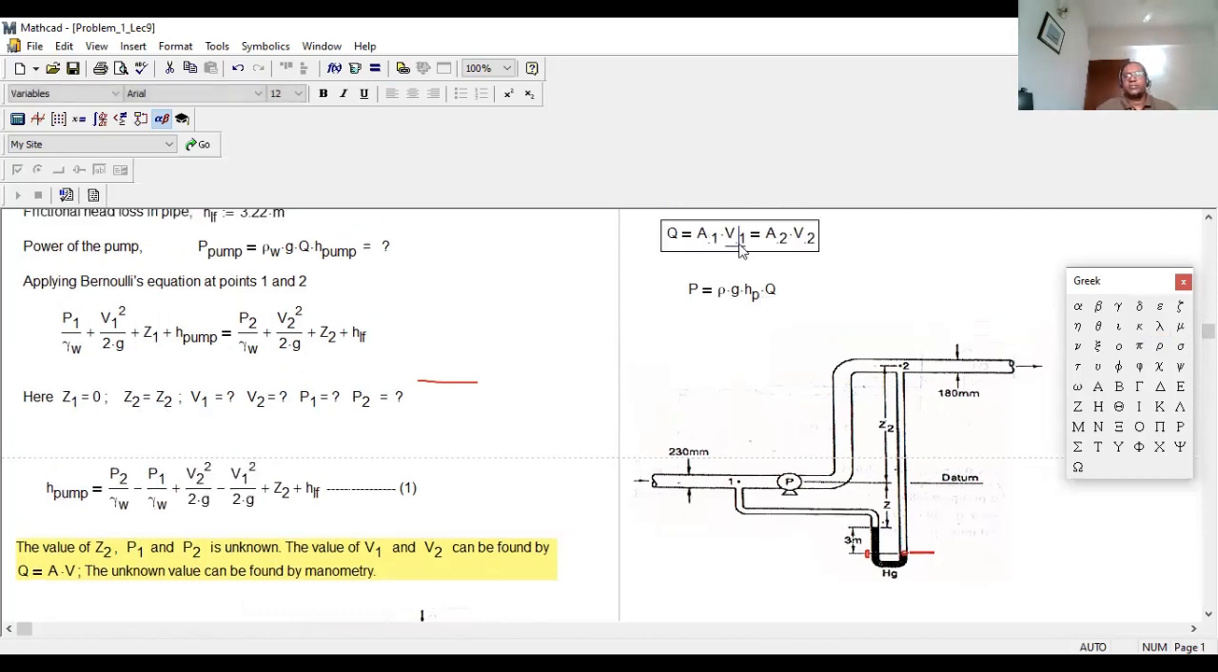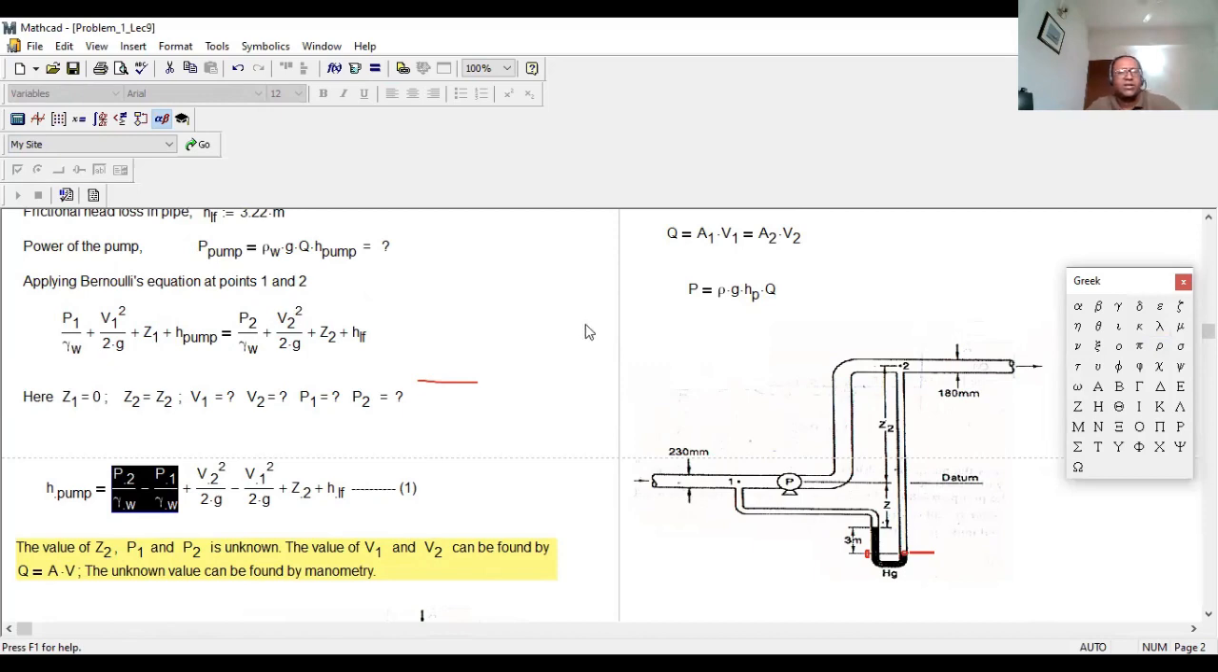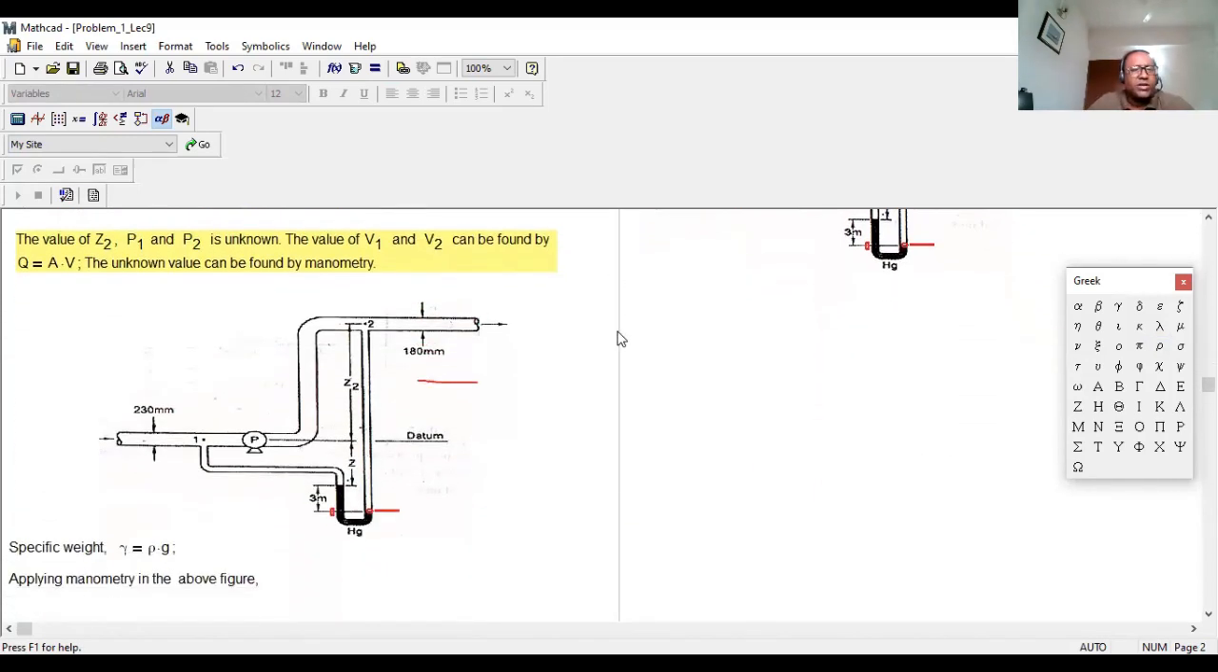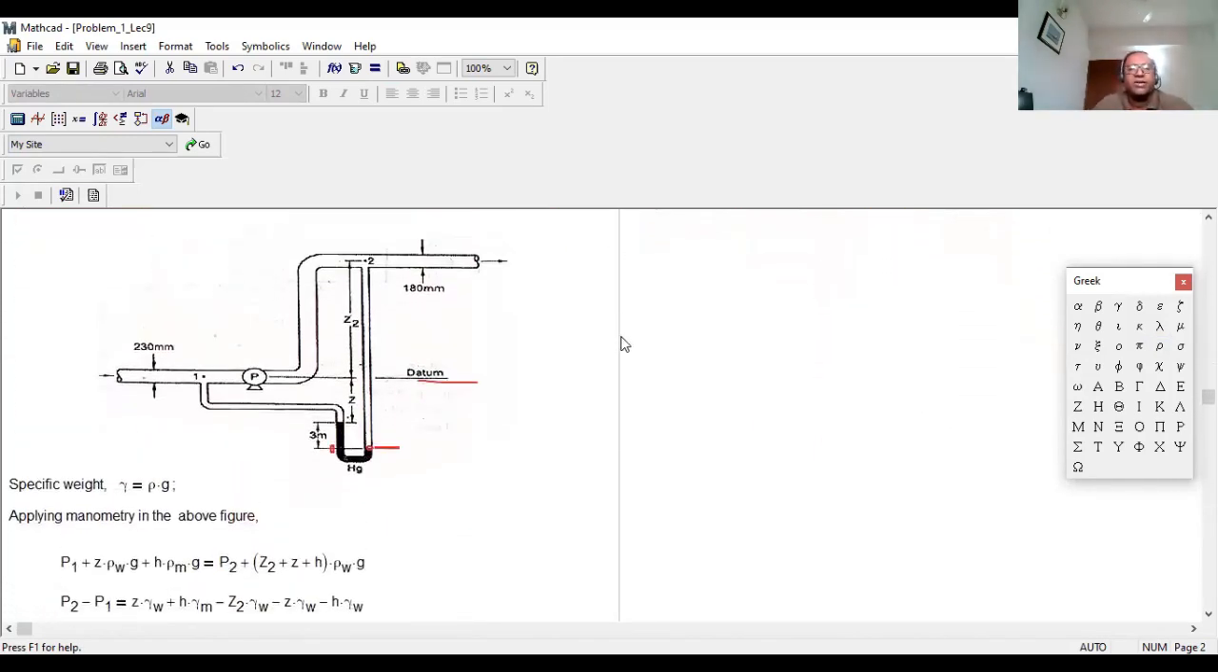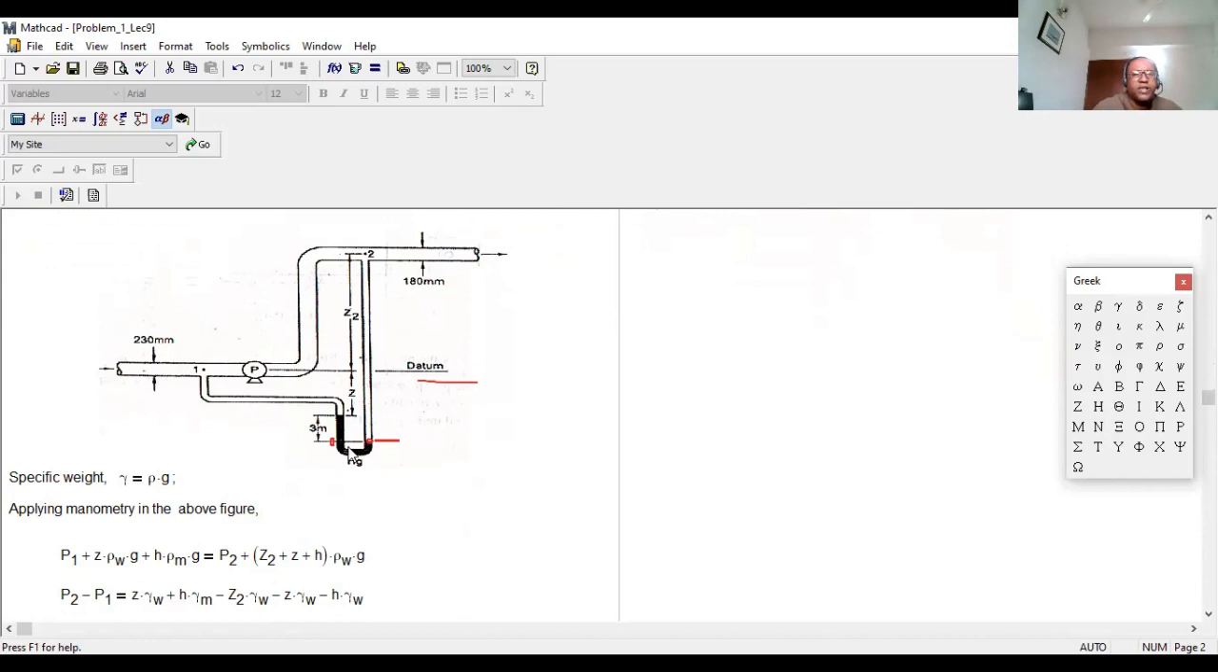But now how will we figure out this difference? This one we can write as P2 minus P1 divided by gamma W, right? So this one we can easily figure out by applying manometry between this point and this point. Okay, so let's see how we can do the manometry. If we apply it right over here and right over here, both pressures will be the same, right? Because they are at the same height of the manometer fluid.